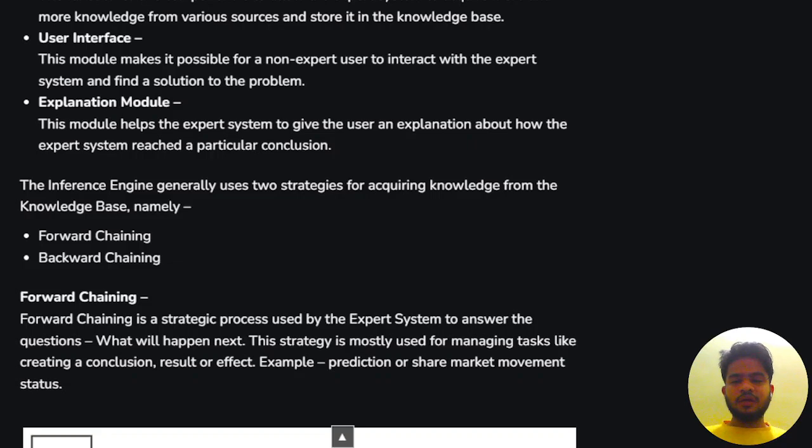The inference engine generally uses two strategies for acquiring knowledge from the knowledge base, namely forward chaining and backward chaining. Let us understand about forward chaining. Forward chaining is a strategy used by the expert system to answer the question, what will happen next? This strategy is mostly used for managing tasks like creating a conclusion, result, or effect. Example, prediction of share market movement.